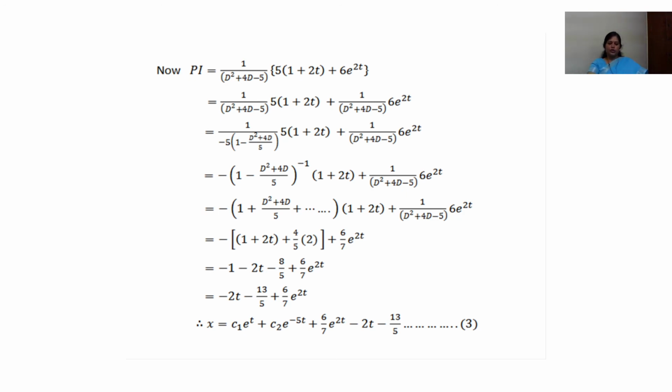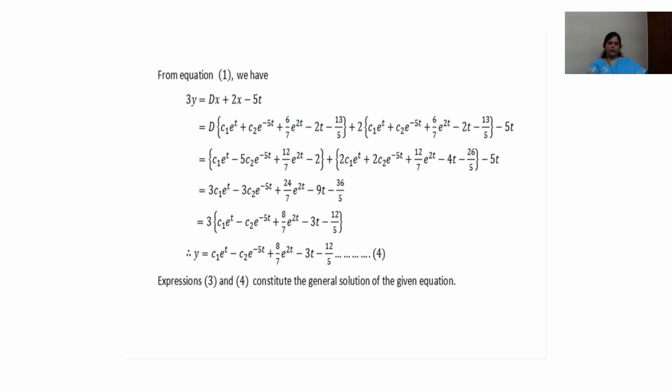Now we are going to substitute this value in any one of the given equations and find out the y value. So from equation 1 we have 3y is equal to Dx plus 2x minus 5t. Substitute the x value here, D into the x value we found already, plus 2 into x value, minus 5t. D means we have to differentiate with respect to t once. All the terms inside the bracket we have to differentiate once.